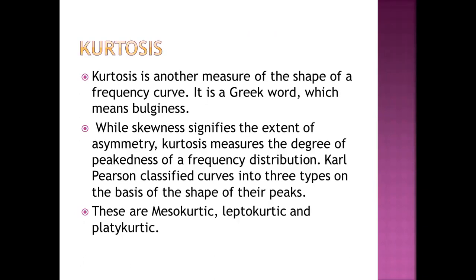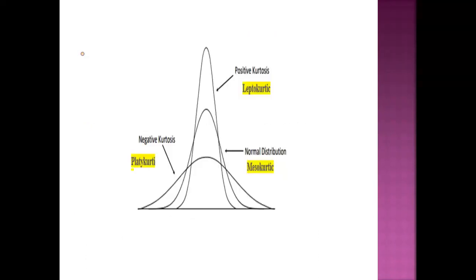Karl Pearson classified curves into three types on the basis of the shape of their peak. These are mesokurtic, leptokurtic, and platykurtic. In this diagram, we can see if a lot of data falls in the middle and it shows a much higher peak than the normal bell-shaped curve, that will be positive kurtosis or leptokurtic.